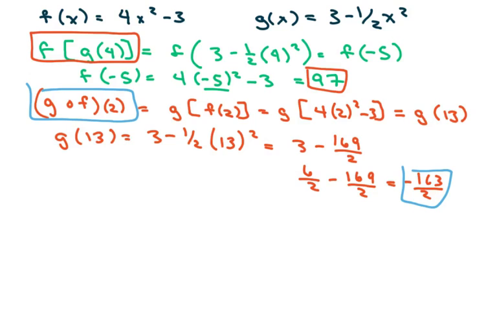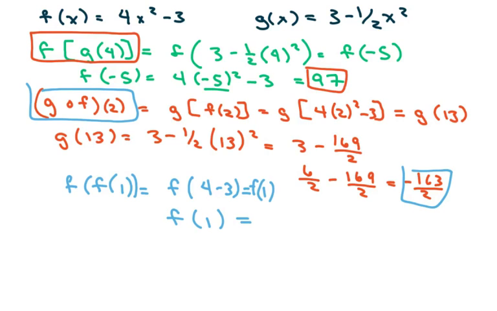And then we have f of f of 1. So plug in 1 in f. And we're going to get 4 minus 3, basically, which is 1. And then you do it again, and you're going to get 1 again. So this would be f of f of 1, and it gives you the same answer, 1.